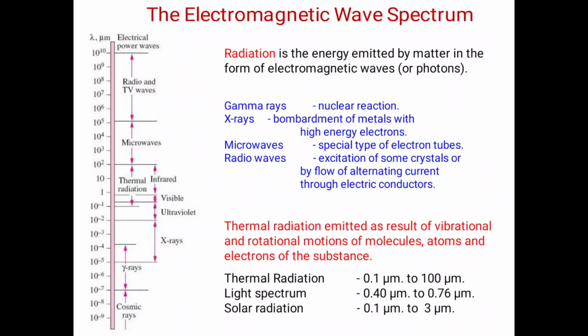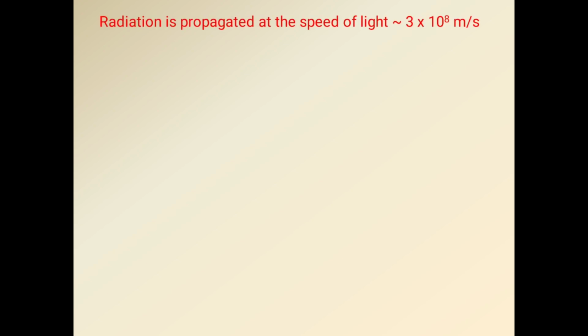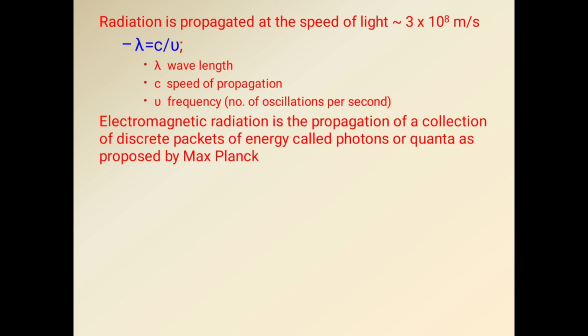Thermal radiation emits as a result of vibration and rotational motion of molecules, atoms and electrons of the substance. Thermal radiation is in the 0.1 micron to 100 micron range, and the light spectrum is 0.40 to 0.76 microns, and solar radiation is 0.1 to 3 micron levels. Radiation is propagated at the speed of 3 times 10 to the power 8 meters per second. The formula relates wavelength, the speed of propagation and the frequency.